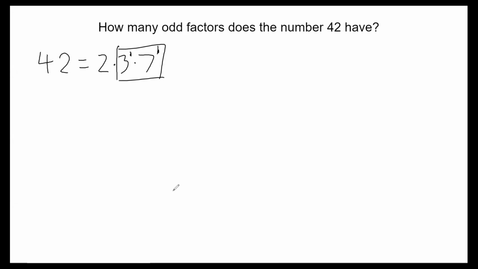And yes, 1 is an odd factor, so 1 would count here. So 3 to the first times 7 to the first. Well, for each number, the exponent can be either 0 or 1. And that means for 3, there are 2 options. And for 7, there are 2 options. And 2 times 2 is 4. So if you wanted to list these all out, then they would be 1, 3, 7, and 21.